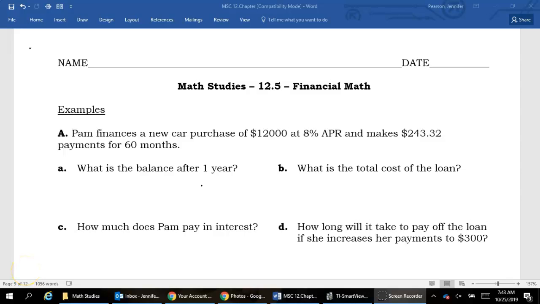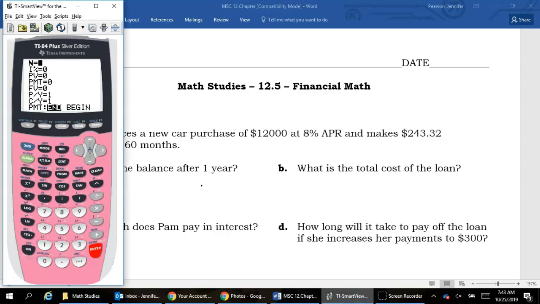This is Math Studies, Lesson 12.5, Financial Math. In this lesson, we are going to continue using the solver from the calculator. If you don't remember how to get there, from the main screen, we go to Apps, and we want the very first one and the very first one.